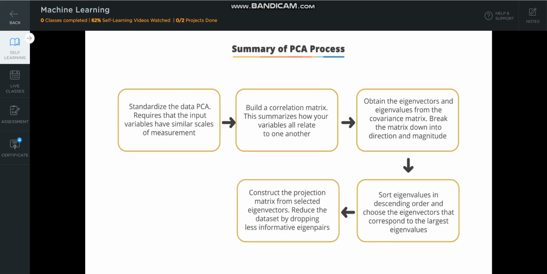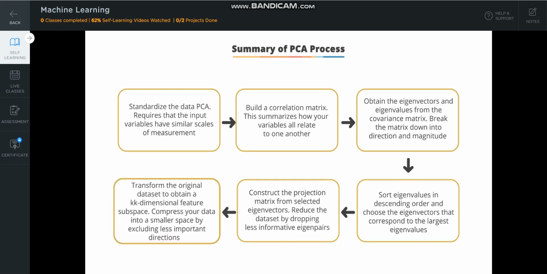Construct the projection matrix from the selected eigenvectors. Eigenvectors are associated with an eigenvalue, which can be interpreted as the length or magnitude of the corresponding eigenvector. The reduction of the dataset via PCA onto a smaller dimensional subspace by dropping the less informative eigenpairs is reasonable if some eigenvalues have a significantly larger magnitude than others.